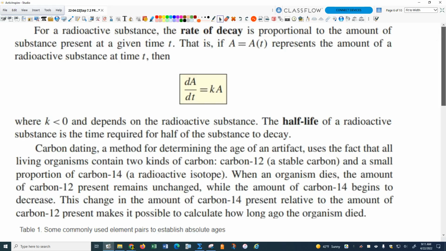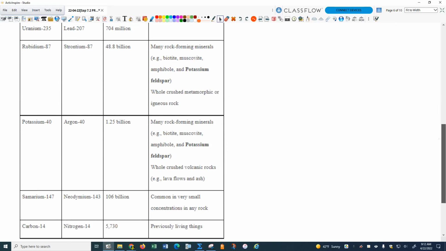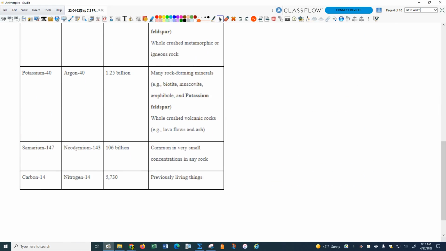Does it say that in there somewhere? Maybe it's in the next example. I'm pretty sure it says it on this chart, I bet. Yeah, 5730. So if you're trying to date something that's millions of years old, carbon-14 is not the way to do it, because you start to get such vanishingly small amounts of carbon-14 that you introduce some uncertainty in the measurements and it's not very accurate.